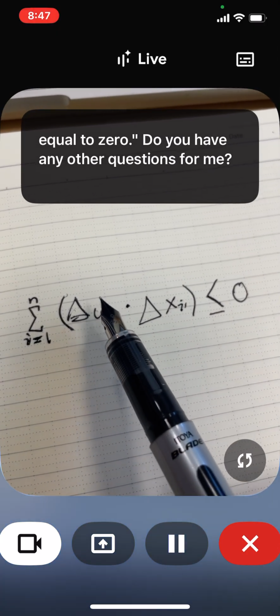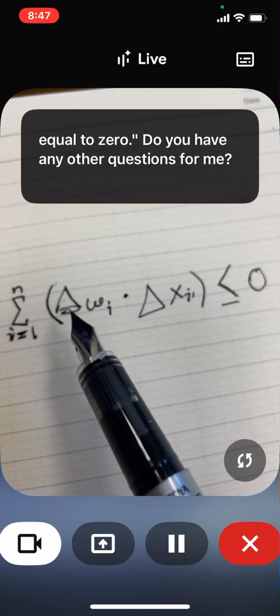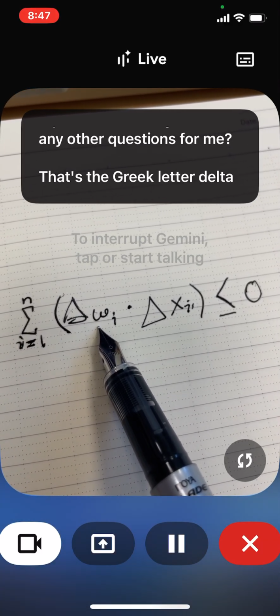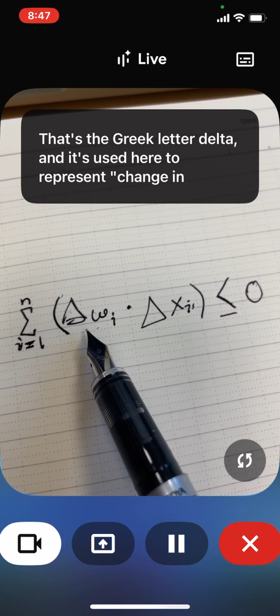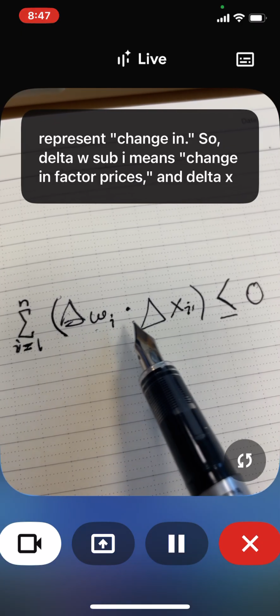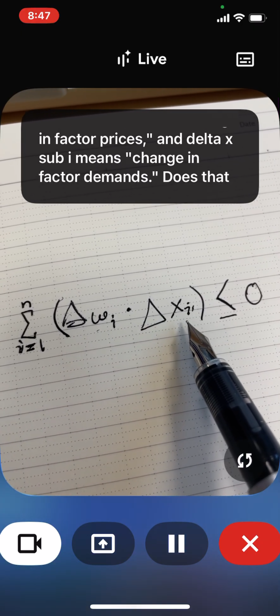And what does this refer to here? That's the Greek letter delta, and it's used here to represent change in. So delta w sub i means change in factor prices, and delta x sub i means change in factor demands. Does that make sense? Okay, that makes perfect sense.